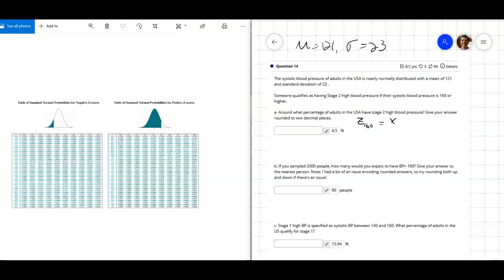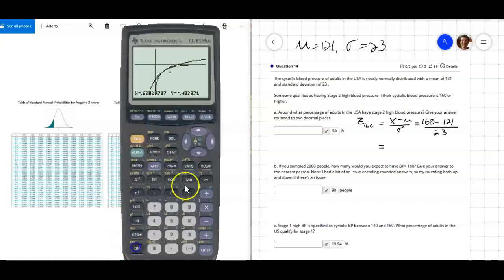And the z-score is x minus mu divided by sigma. So we have 160 minus mu, which is 121, divided by sigma, which is 23. So let's work this out with a calculator. 160 minus 121. Make sure to work the numerator out before you divide by the denominator, unless you want to use parentheses around the numerator. Our z-score table that I have in the background is only 2 digits, so we have to round here. 1.70, rounded to 2 decimal places.